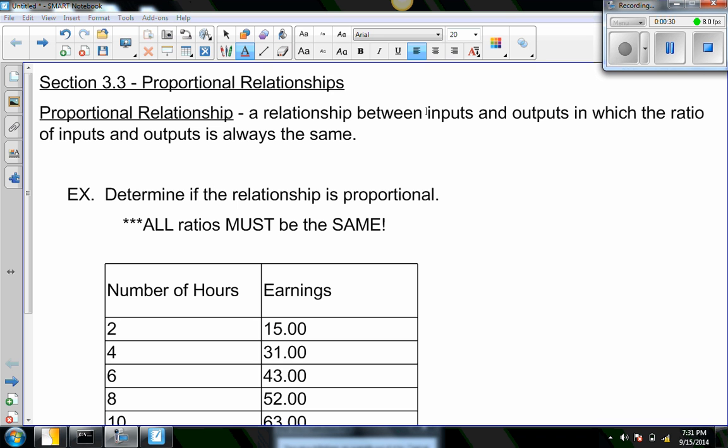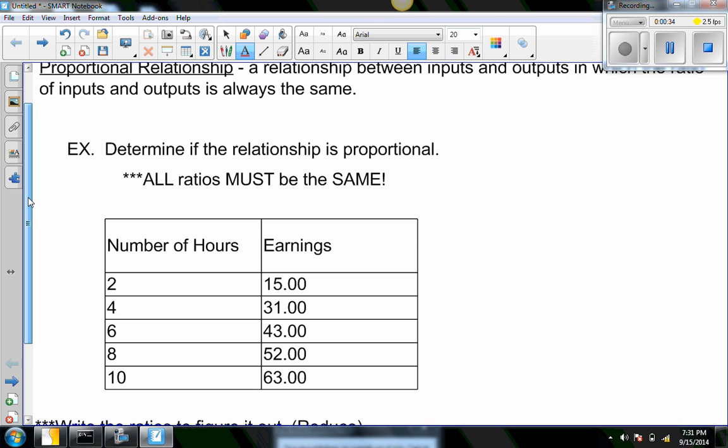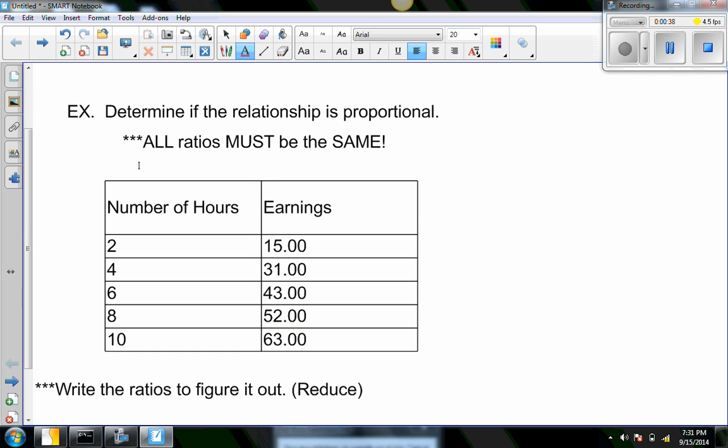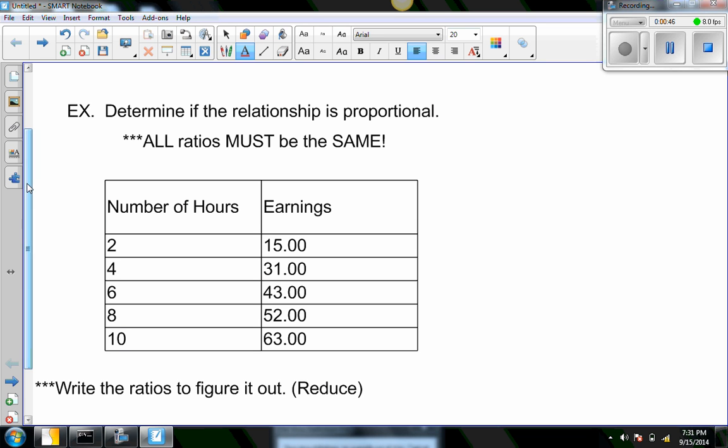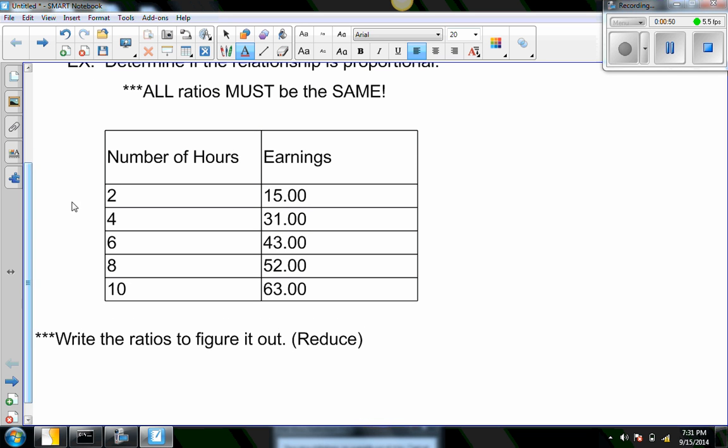So for my example, I have a table typed in here. I want you to determine if the relationship is proportional. And just like I have written right here, all ratios must be the same. If there's even one that's different, it automatically cannot be proportional. And so here's my table. I have the number of hours worked and then the earnings made. And so here's my hint, write the ratios to figure it out.